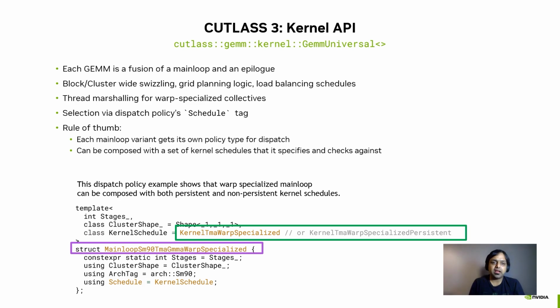Speaking of the kernel level API, we find the GEMM universal similar to CUTLASS 2.x APIs, and each GEMM kernel is composed of mainly a main loop and an epilogue. The kernel also includes several other things like block swizzling, grid planning logic, thread partitioning, which is needed for specialization, and is selected via schedule tags. Here we see the example of an SM90 main loop schedule, which can be composed of two different kinds of kernel schedules, which is a kernel TMA warp specialized or a kernel TMA warp specialized persistent. We'll come to what these terms mean shortly.